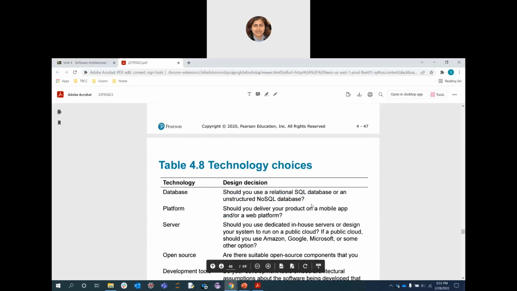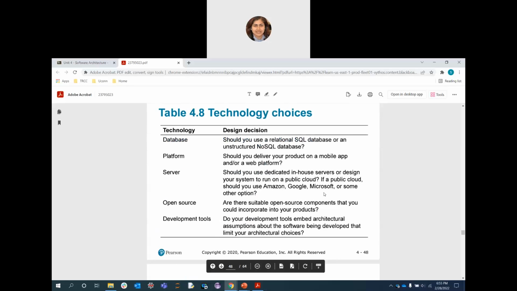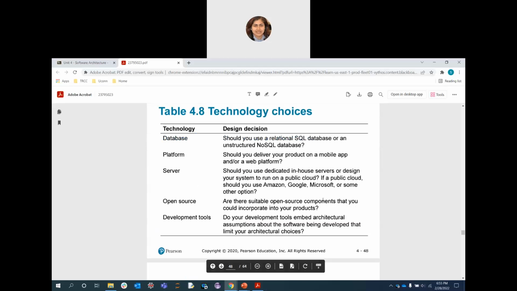Next, we are moving closely towards the end of our chapter, technology choices. So as we are dealing with the architectural aspect, what technology choices we need to consider while making a decision about the design. These are some of the technology choices.